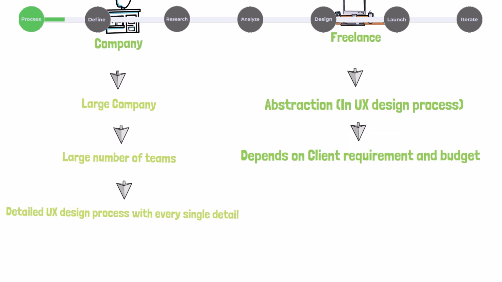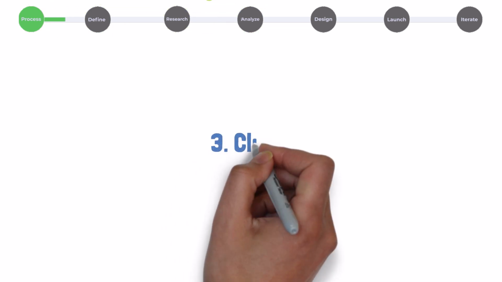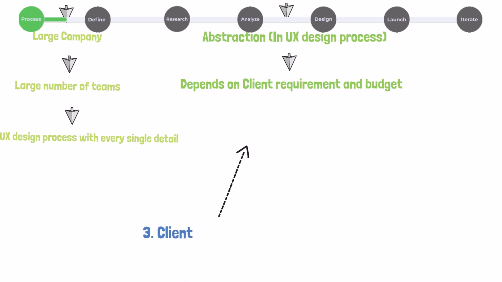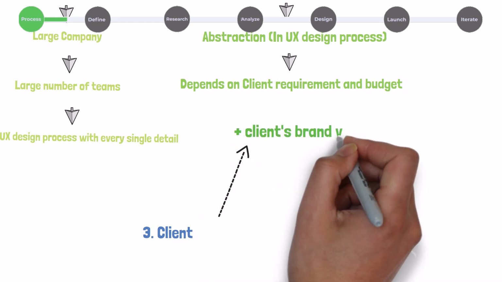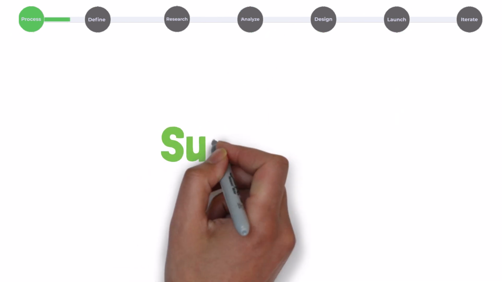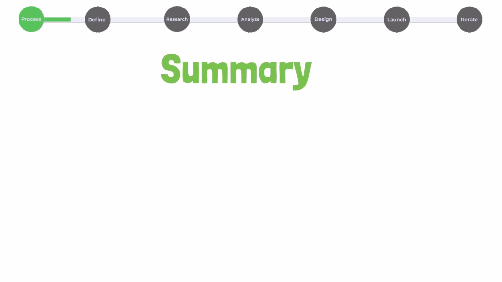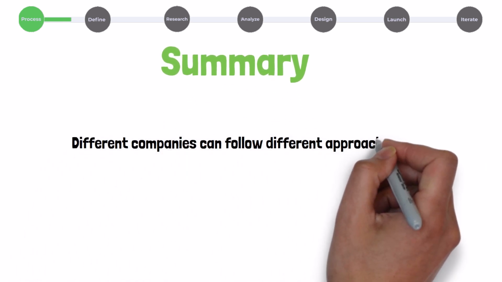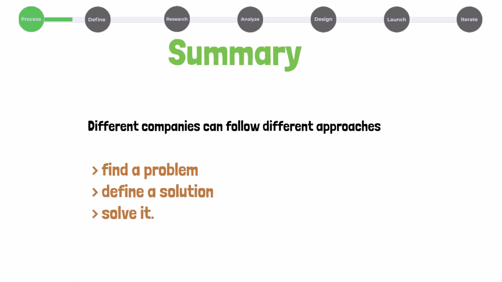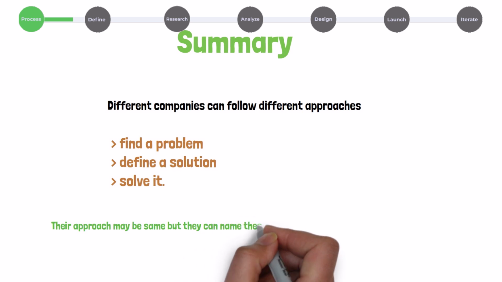Hence, our third thing is client, which we have already talked about, and it is the client basically who decides our UI UX design process. He may have different needs and goals, so our process will depend on that. Client budget, client vision, and client timeline are also different things that matter here. To summarize all of the above, I would say that different companies can follow different approaches to find a problem, define a solution and solve it. Also, their approach may be the same, but they can name these processes a little bit differently.